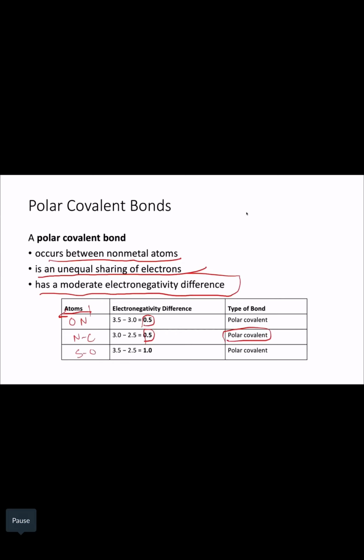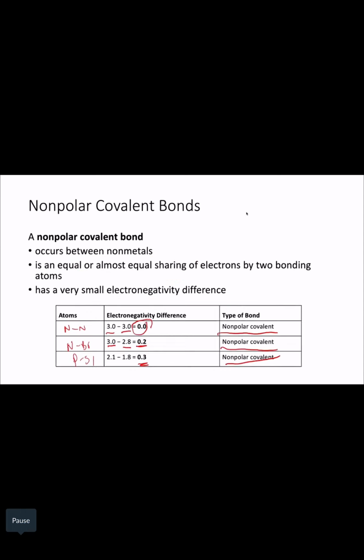If we look at this and subtract them, the difference is 1, so it's going to be polar. Anything between 0.5 to 1 is going to be polar covalent. Okay, anything between 0.0 to 0.3 is going to be nonpolar.